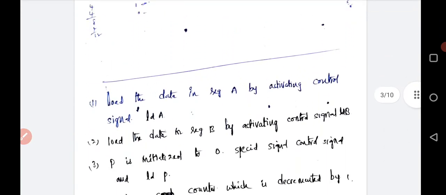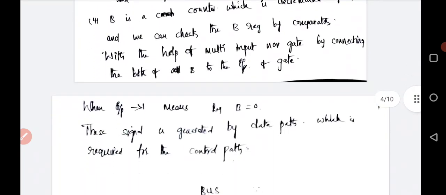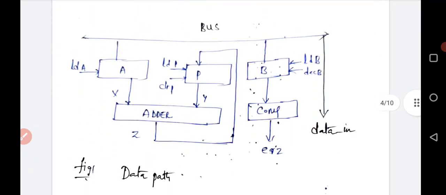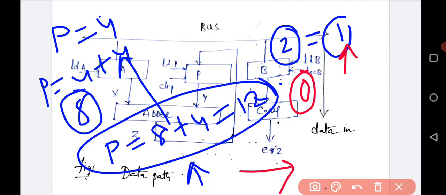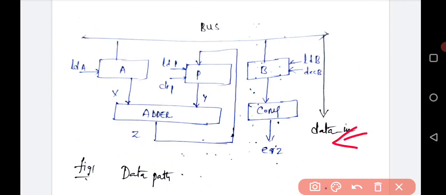So this is a control signal, and this is the data path for that one. Here, data path means that if you are providing the data to register A and register B, obviously we have to supply the data. For that purpose, data input acts as the external input to store the data in register A and register B whenever the corresponding register load signals are activated. When the load A signal is activated, then only data is loaded in register A. At the same time, load P means data is loaded in the P register whenever the load signal is activated.